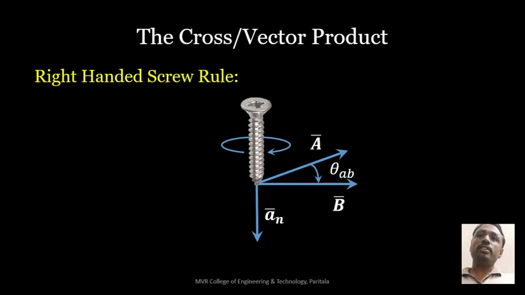So what was it telling? If the screw rotates in the clockwise direction, it will go downward. That means A n will be in the downward direction. If it rotates anti-clockwise, A n will be in the upward direction. So for example, if the angle is made from B to A, then it will be anti-clockwise. Then the screw will go in the upward direction. So then A n will be in the upward direction. This is the way you can use the right-handed screw rule for identifying the direction of the cross product.